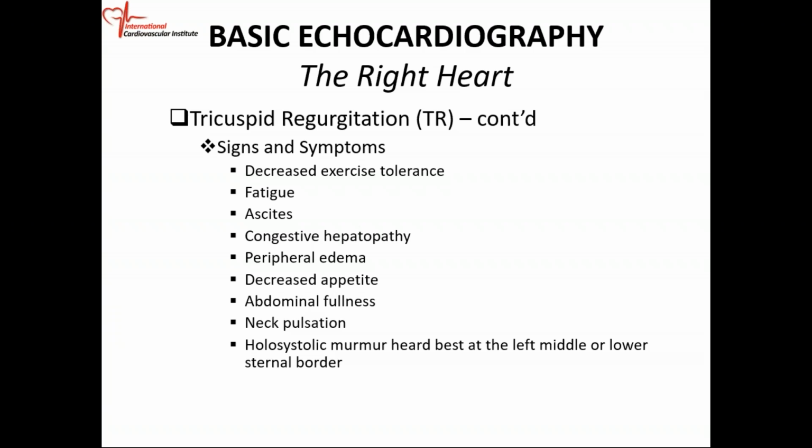So neck pulsation. The classic murmur for tricuspid regurgitation is a systolic murmur, meaning all throughout systole, heard best at the left lower sternal border, and it increases with inspiration. Remember, almost all your right-sided murmurs increase with inspiration. It's a systolic murmur, heard best at the lower left sternal border, increases with inspiration.